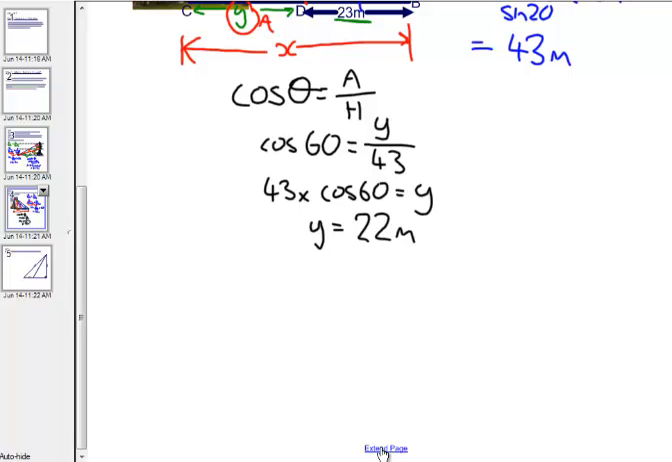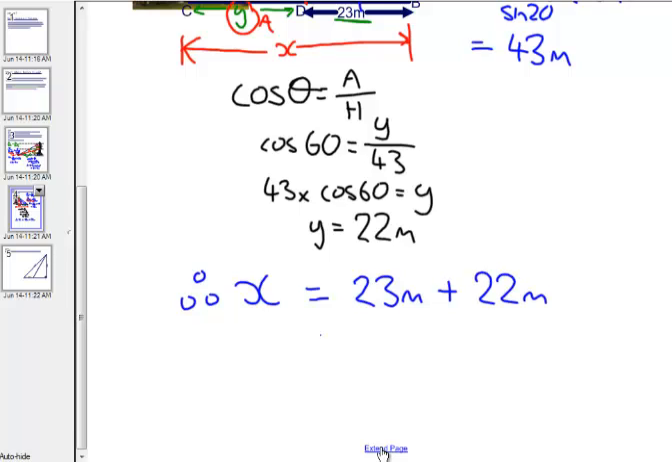Give myself a little bit more room. Now remember, we're looking for X. So therefore, X is equal to the 23 meters given to us in the question, which is from B to D, plus D to C, which is the 22 that we just worked out. So X is equal to 45 meters, which also means, as the question originally asked, we were to find the length from B to C. So the length of B to C is equal to 45 meters.